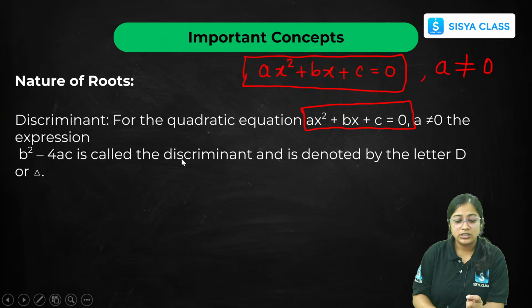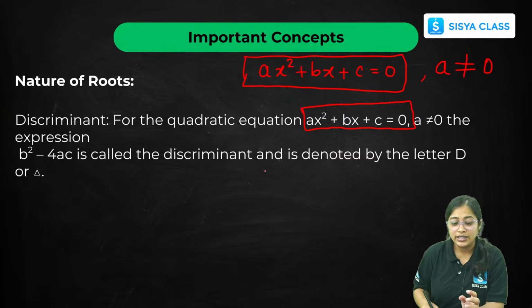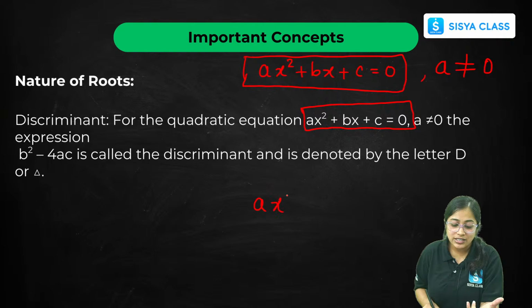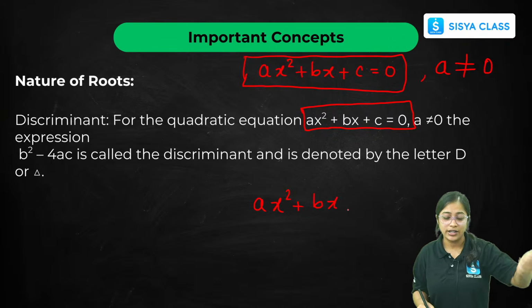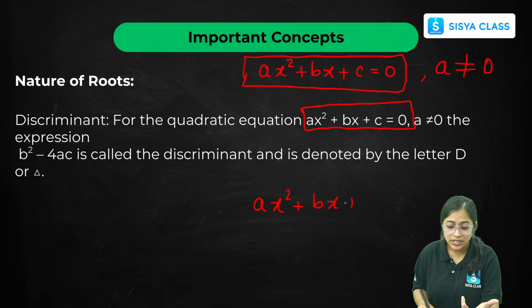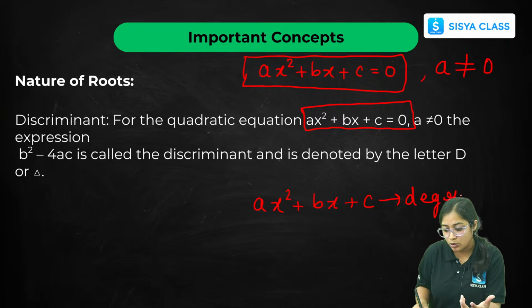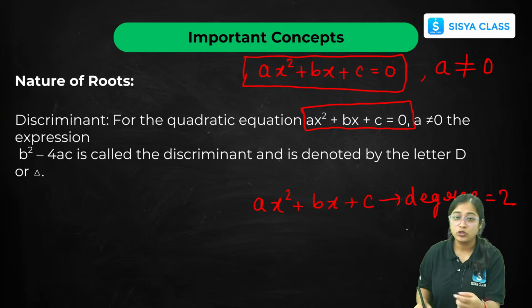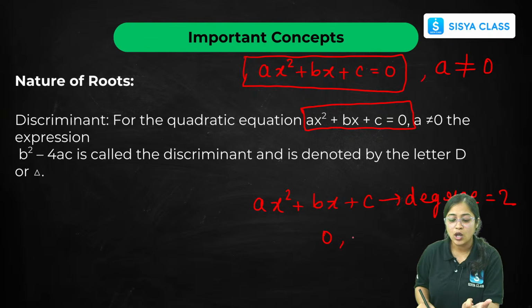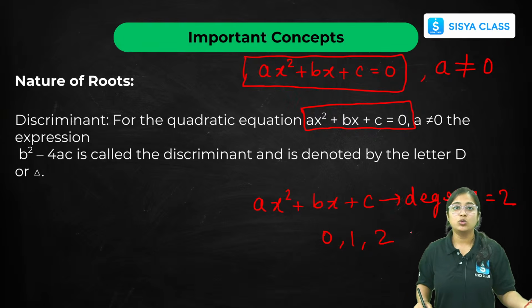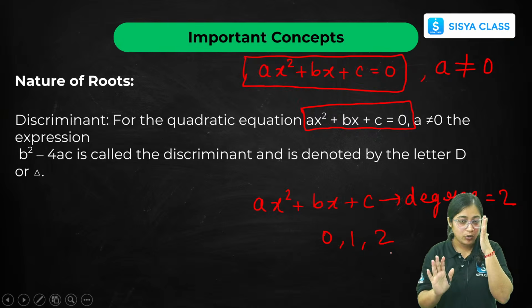Now here, the quadratic equation has maximum 2 roots, okay? Because we know that whatever the degree of our polynomial is, it can have at most that number of roots, right? Here it is ax square plus bx plus c, so its degree is 2, okay? So maximum it can have 2 roots. It can have 0 roots, 1 root, or 2 roots, but it cannot have more than 2 roots, okay? So this is the one thing.